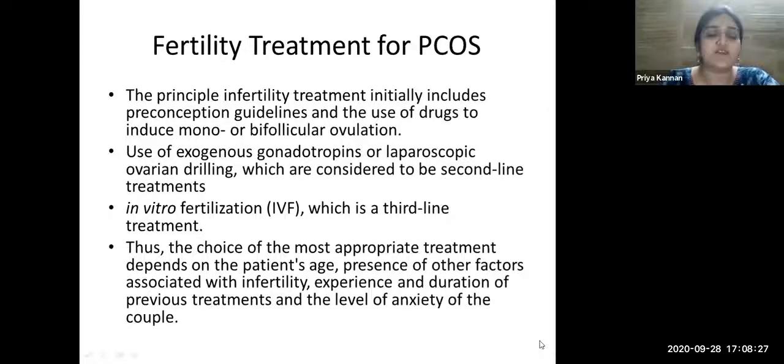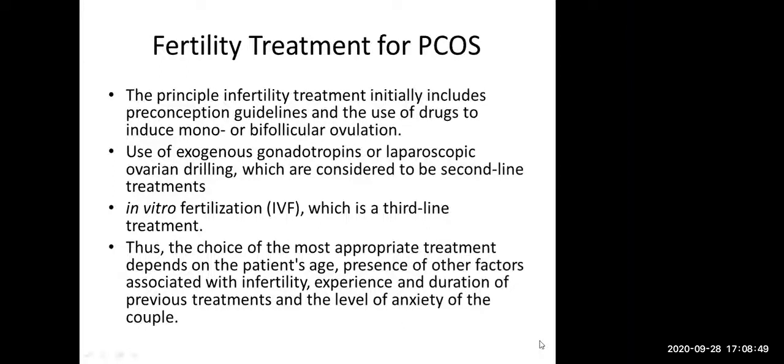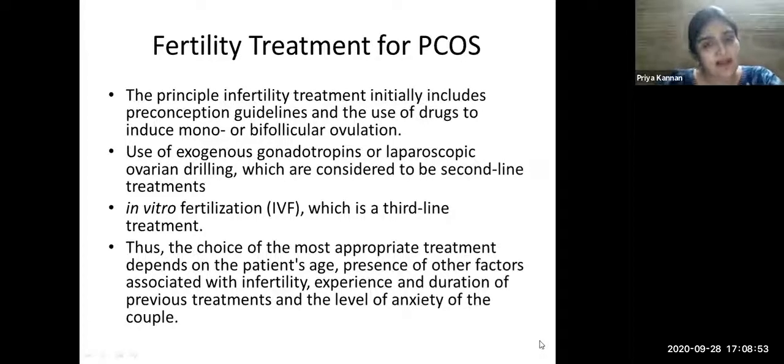The choice of an appropriate treatment depends on the patient's age, the presence of other factors which are associated with the diagnosis of infertility, the experience and the duration of previous treatment, and the level of anxiety of the couple. So that is the way in which we have to go through the treatment of PCOS, provided all other things are fine and done, and the last stage comes around to our ART.